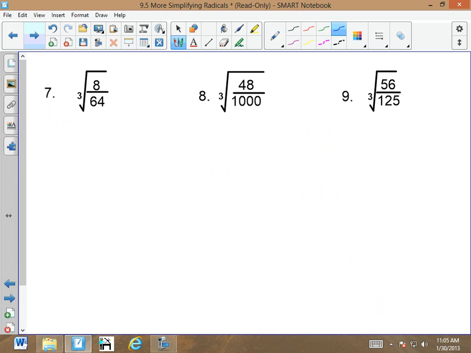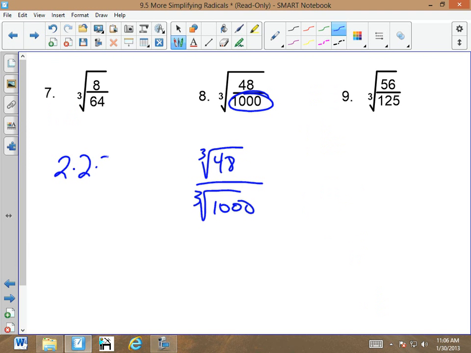Over here we have fractions. This is just like the square roots. This is the cubed root of 48 over the cubed root of 1,000. I will let you know, cubed root 1,000 is a perfect cube. How do you get a perfect cube? Well, Brian, what's 2 times 2 times 2? 2 times 2 is 4, times 2 is 8. So the cube root of 8 equals 2, because it's a perfect cube. 2 times 2 times 2 is 8.